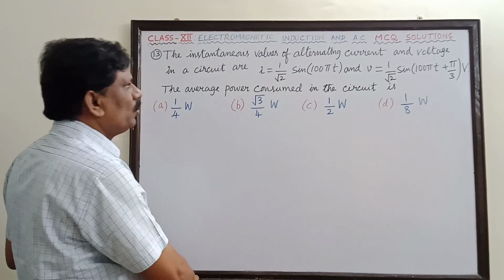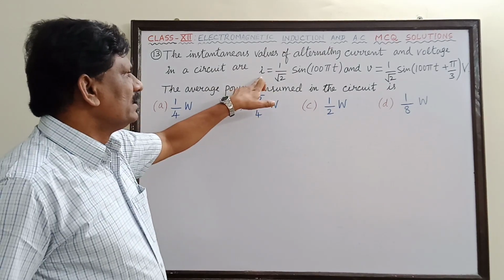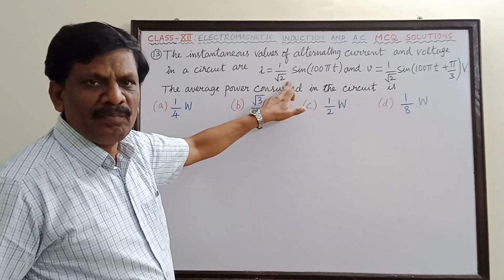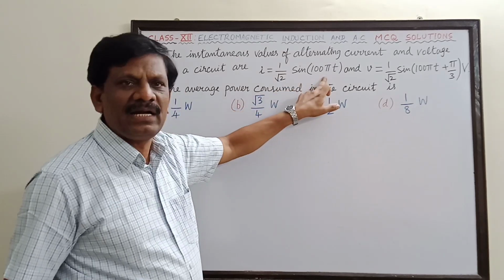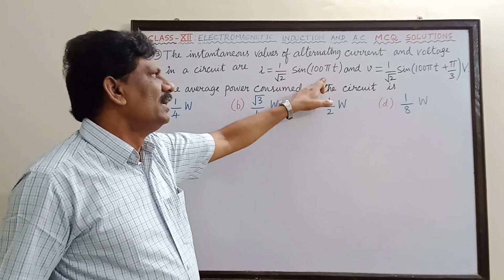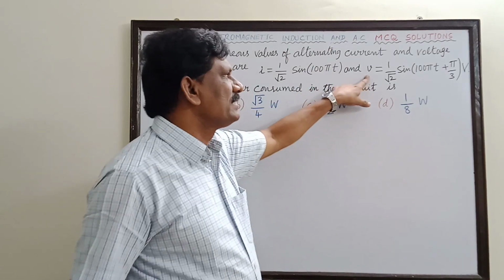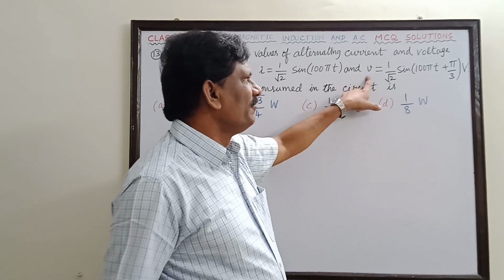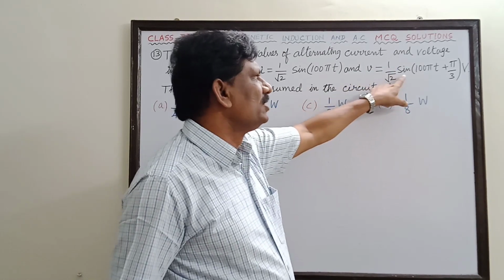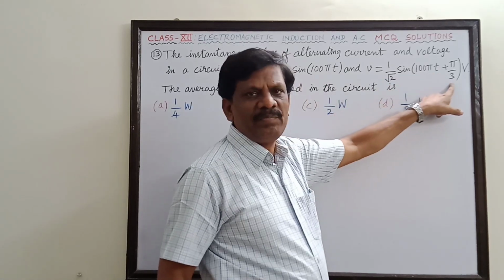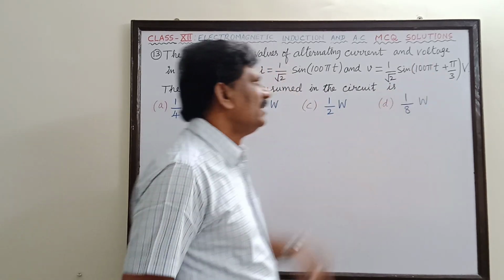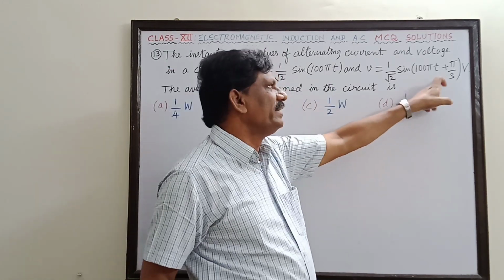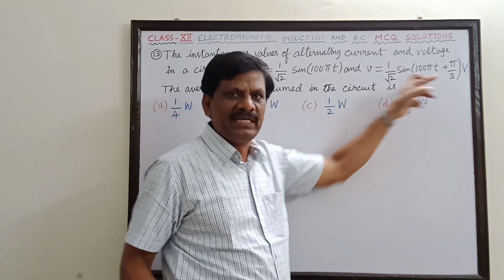Now you can look at the two equations. The instantaneous current is given by I equal to I maximum into sine of omega t. That equation is there, is it not? Then the instantaneous voltage is given by V equal to V maximum into sine of omega t plus phase difference phi. So voltage is leading the current by a phase angle pi by 3.